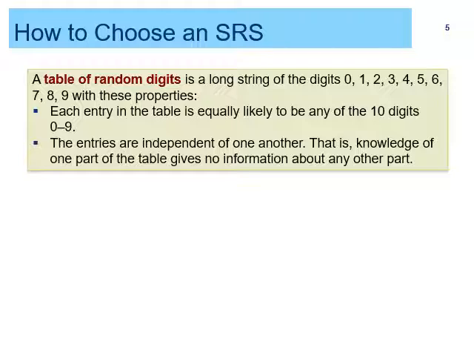So how do we choose an SRS? A table of random digits is a long string of the digits 0, 1, 2, 3, 4, 5, 6, 7, 8, 9 with these properties. Each entry in the table is equally likely to be any of the 10 digits, 0 to 9. So it is equally likely to get 0 or to get 5, and similarly for the other digits. The second property is that the entries are independent of one another. That is, knowledge of one part of the table gives no information about any other part.